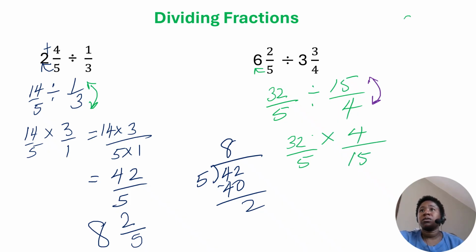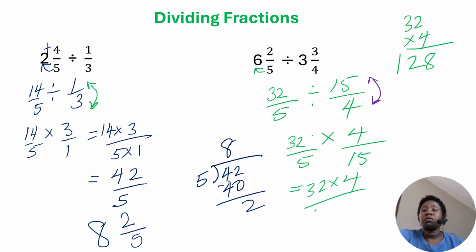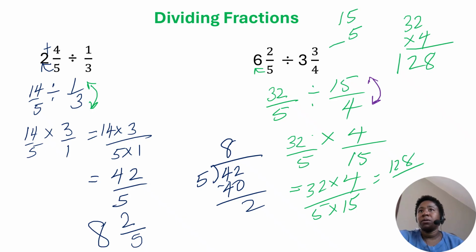All right, so let's do some multiplication. 32 times 4. 4 2's 8, 4 3's 12. So we know that 32 times 4 and 5 times 15 will give us 128 over. We know that 15 times 5, that should be about 75. 5 5's 25. 5 1's 5. Okay, 75.